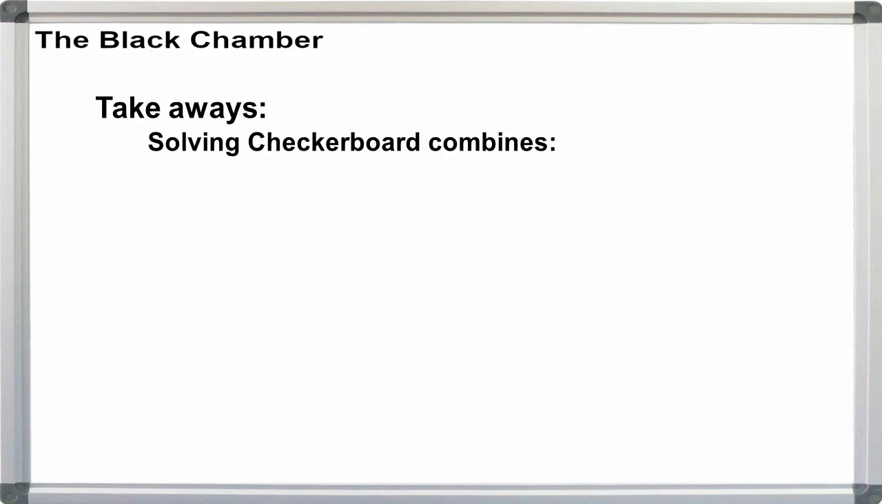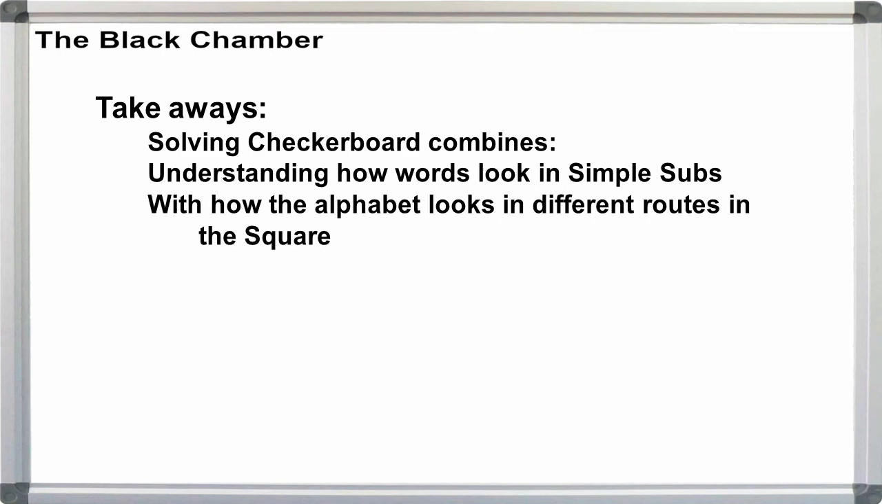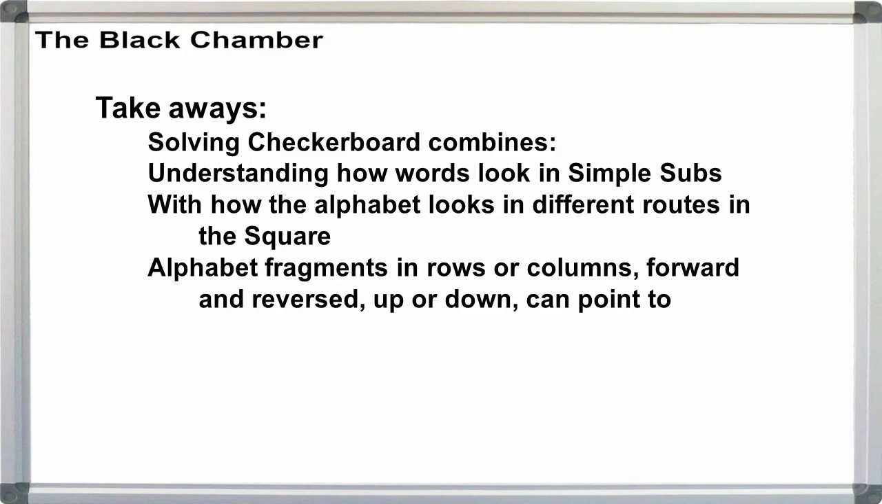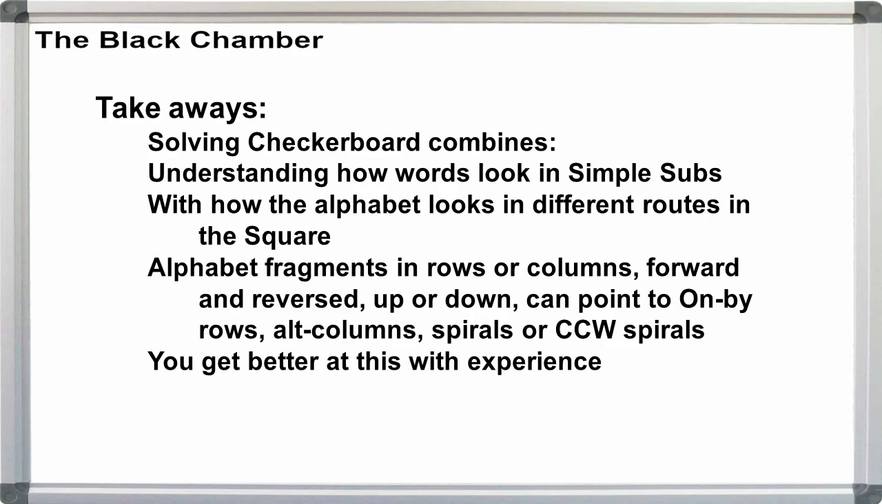The process for solving checkerboard ciphers combines understanding how words fit together in simple subs, minus the spaces and punctuation, along with the way the alphabet looks when packed into the square in different routes. Seeing alphabet fragments that run both forward and backward, up and down, can point to on by rows, on by alternating columns, spirals, or counterclockwise spirals. You'll get better at figuring out the actual routes over time with experience.